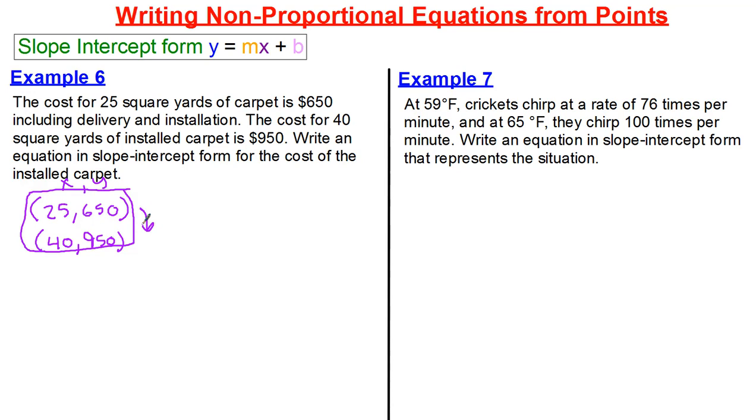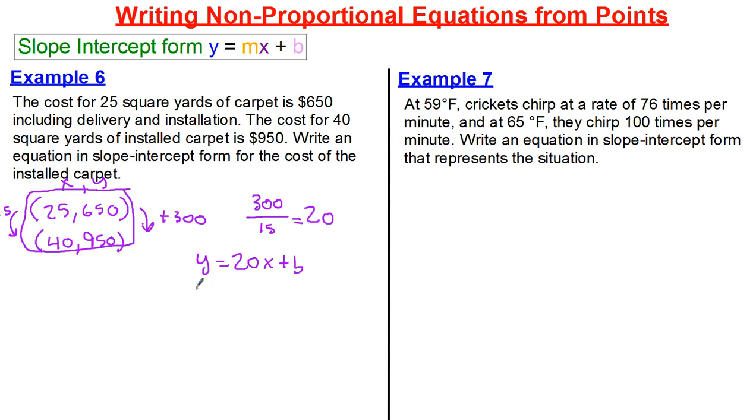So my change in y is going to be 950 minus 650. So that's going to give me plus 300. Now my change in x is going to be 40 minus 25. So 40 minus 25 is 15, so adding 15. Okay, so then we have 300 as my change in y, 15 as my change in x. 300 divided by 15 is going to give me 20. Okay, so y equals 20x plus b.